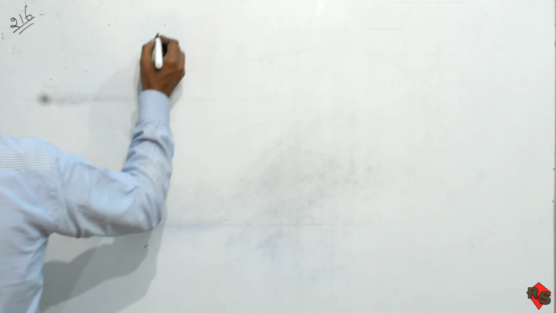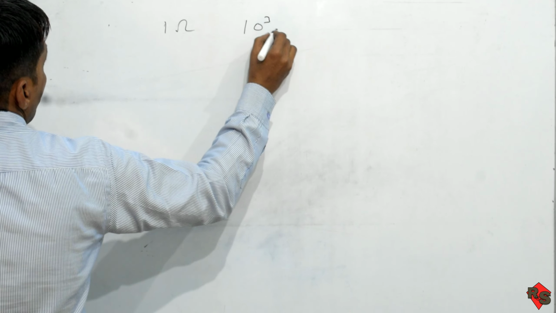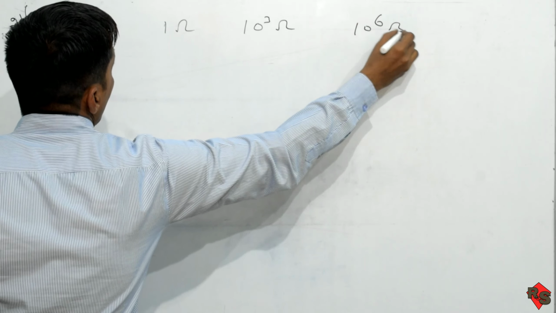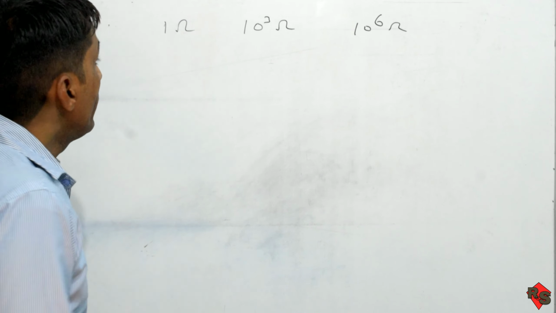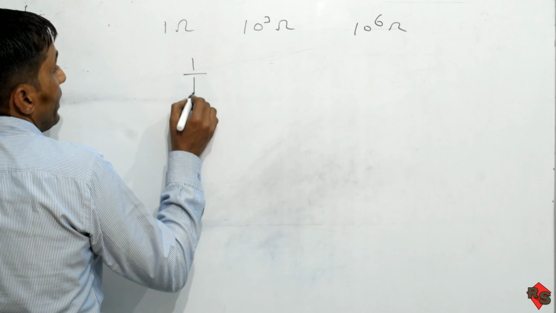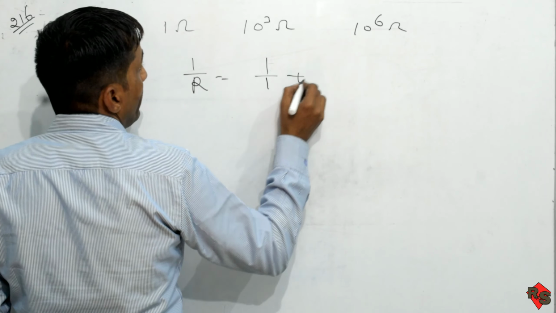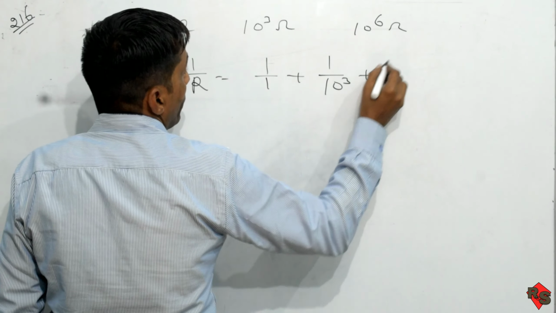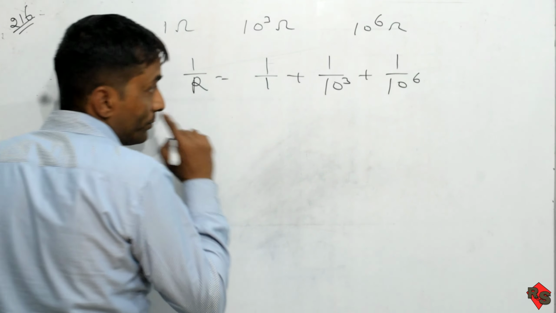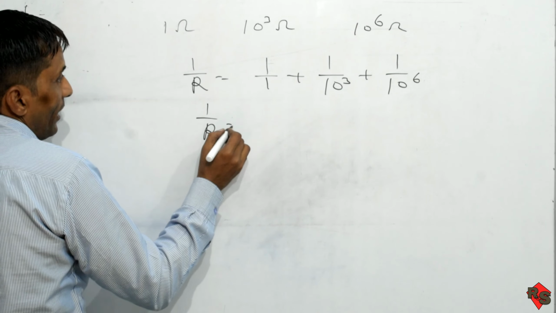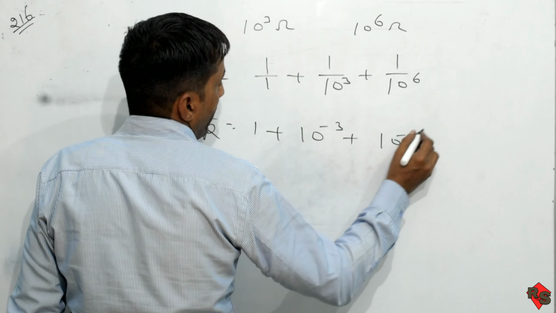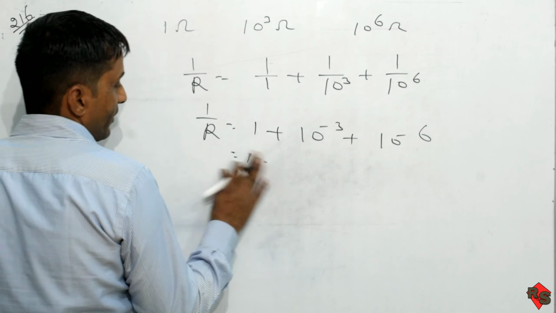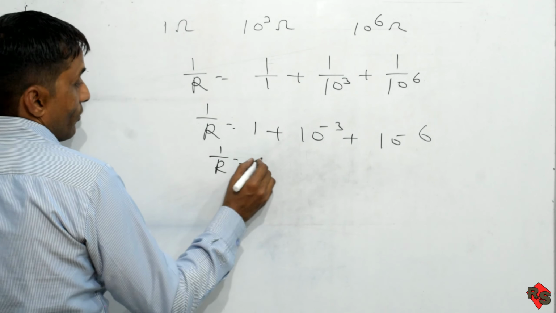One ohm, 10 to the power 3 ohm and 10 to the power 6 ohm are connected in parallel. So find the equivalent. That is 1 by R is equal to 1 by 1 plus 1 by 10 to the power 3 plus 1 by 10 to the power 6 ohm. So 1 by R is equal to 1 plus 10 to the power minus 3 and 10 to the power minus 6.